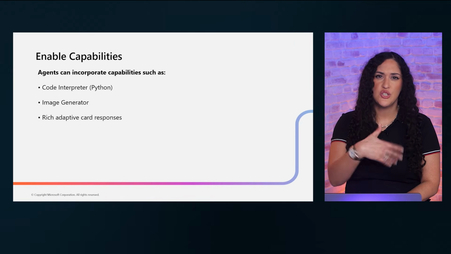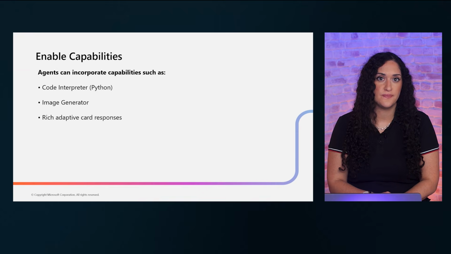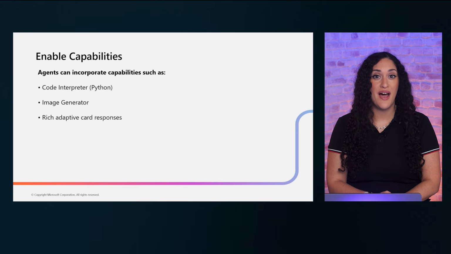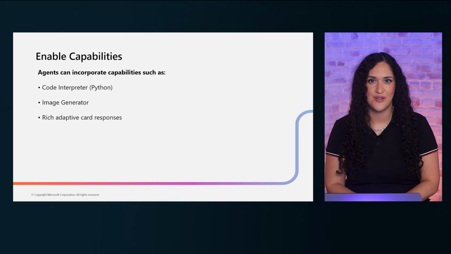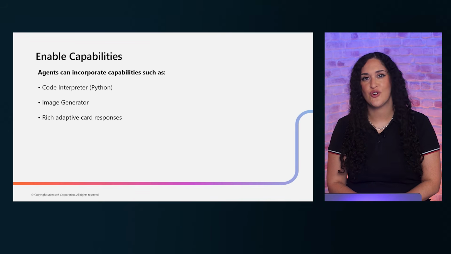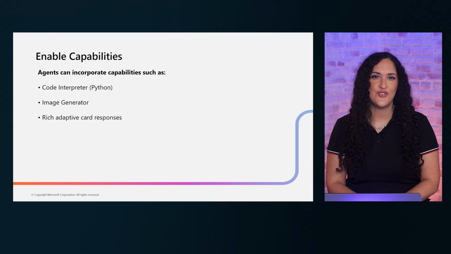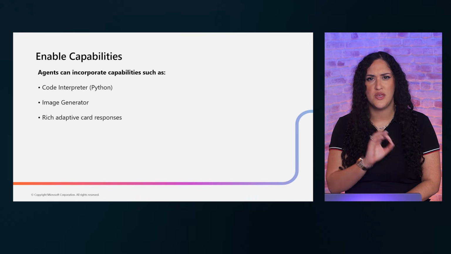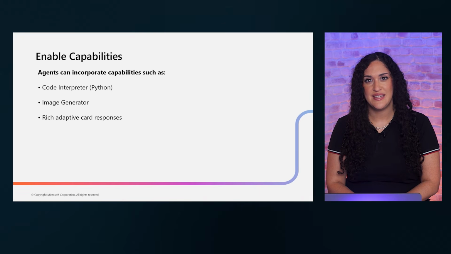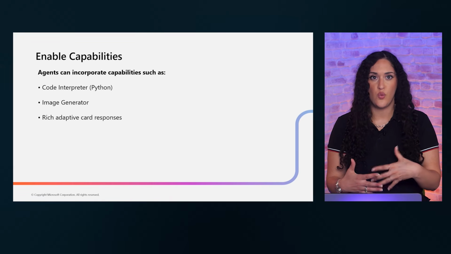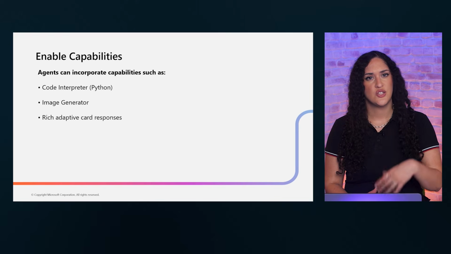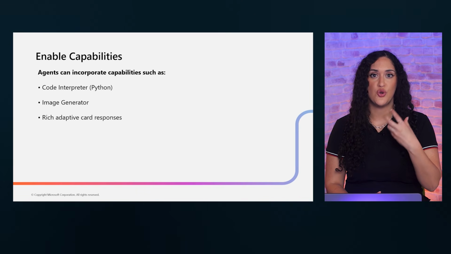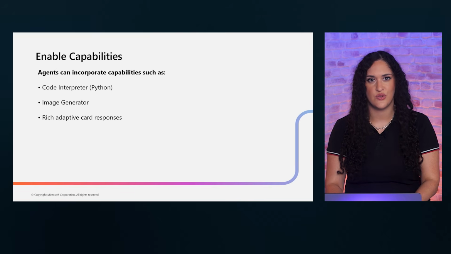Beyond knowledge, you can enable additional capabilities to make your agent more powerful. Code Interpreter lets the agent run Python code for calculations, data analysis, or transformations right within the conversation. The Image Generator allows the agent to create visual content on demand. Rich adaptive card responses give you structured interactive output that goes beyond plain text. These capabilities are optional, so enable them based on what your scenario actually requires. Not every agent needs to run code or generate images. Start with the capabilities that directly support your business outcomes and add more as needs evolve.